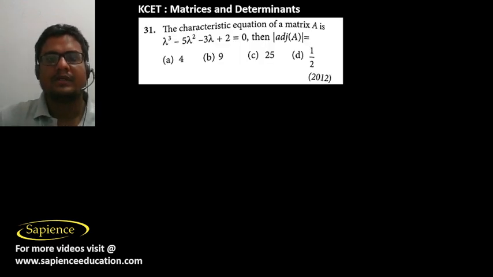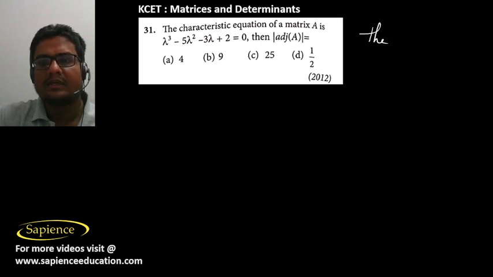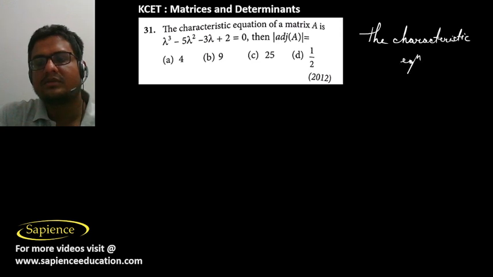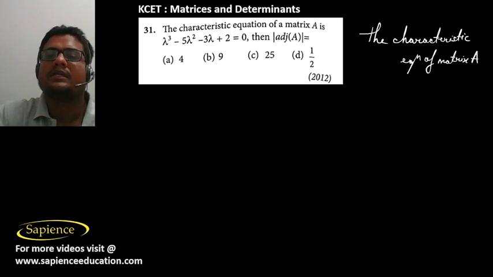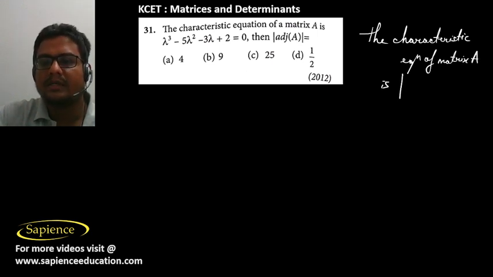Then we have to find the... it is told that the characteristic equation of a matrix is this. Then the determinant of the adjoint of A is how much? So we know that the characteristic equation of the matrix A is given as the determinant of A minus lambda I equal to 0.